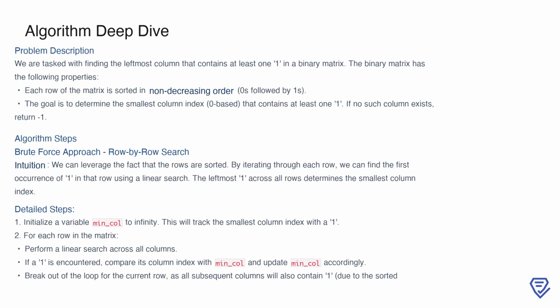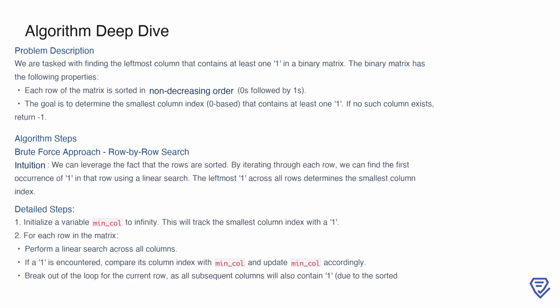Here, we are tasked with finding the leftmost column in a binary matrix that contains at least one 1. The matrix has a key property: each row is sorted in non-decreasing order, meaning all the zeros in a row appear before any 1s. Our goal is to identify the smallest column index, starting from 0, that contains a 1. If there are no 1s in the entire matrix, we return -1.